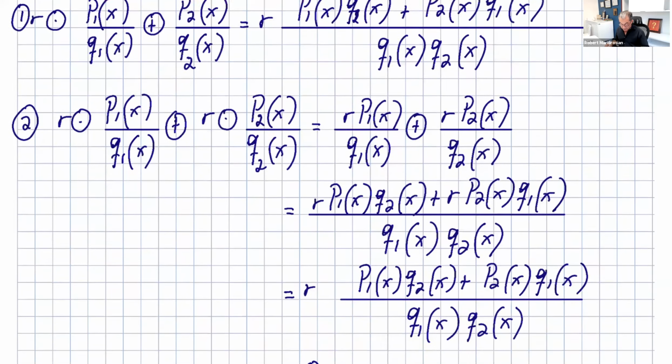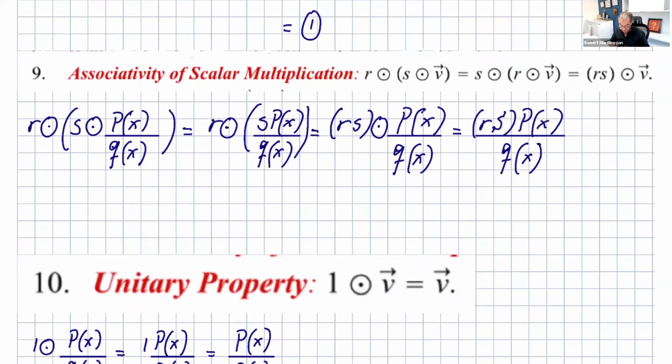So number 8 works. Then number 9, the associativity of scalar multiplication. This is exactly like number 8. You can say R scalar S scalar P of x over Q of x. That's R scalar S times P of x over Q of x. And that just is R times S scalar P of x over Q of x the same way. And that's RS times P of x over Q of x. So they all give the same answer.